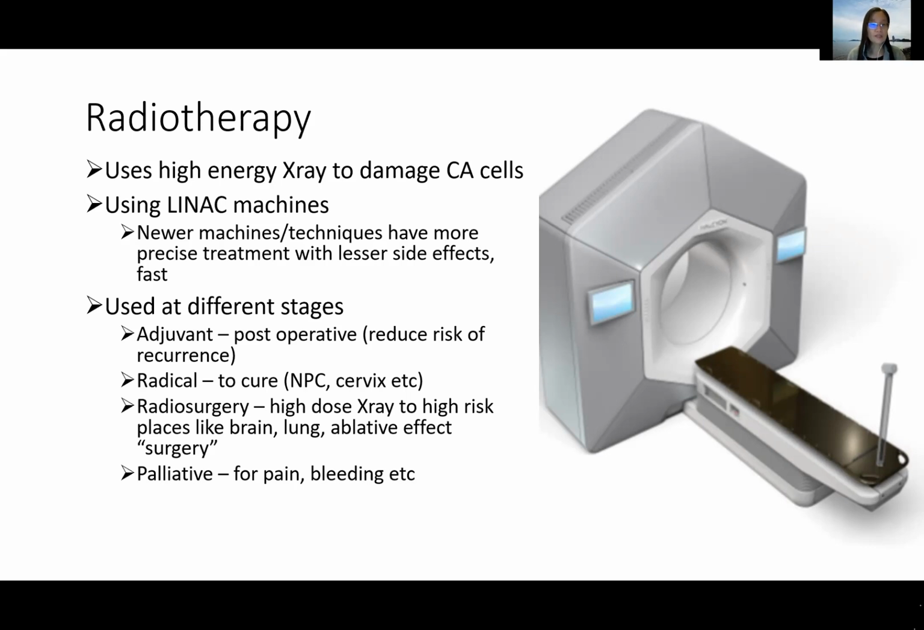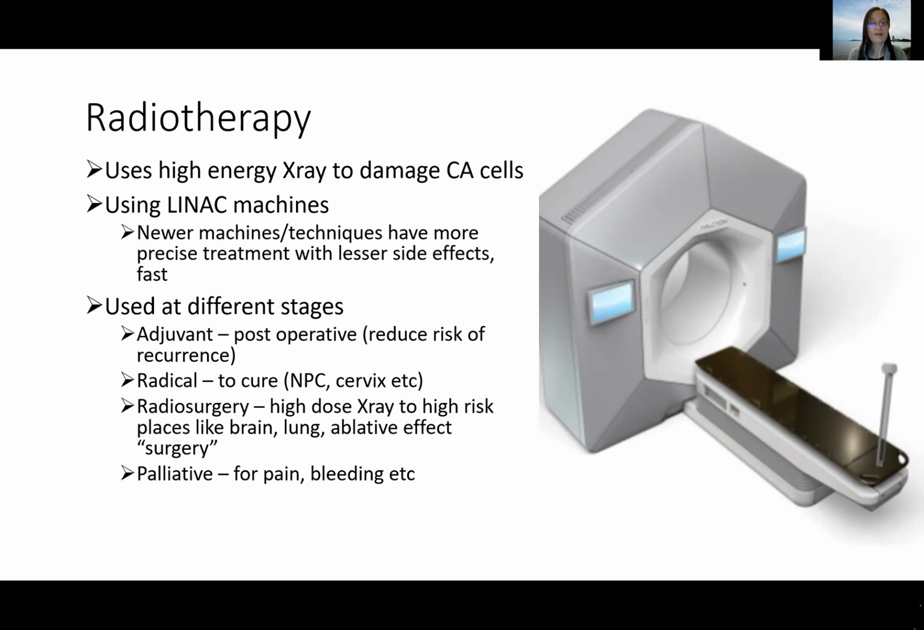So radiosurgery is something quite new, quite popular now. So patients get very, very high dose of X-rays to a very small area. Usually these areas are high-risk areas for surgery. For example, brain lesion that is very near the brainstem or the eye, things like that. We can give very high dose and get an ablative kind of effect, meaning as though you do surgery, you just burn it off basically.